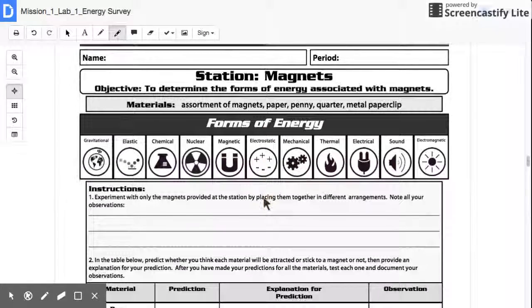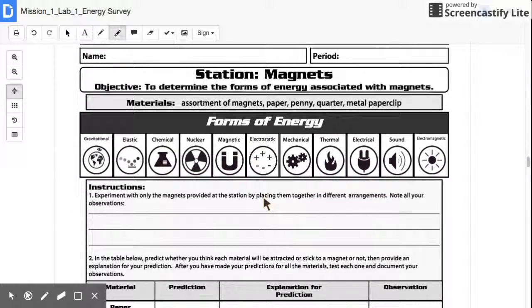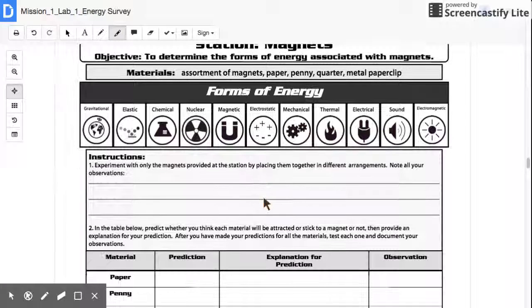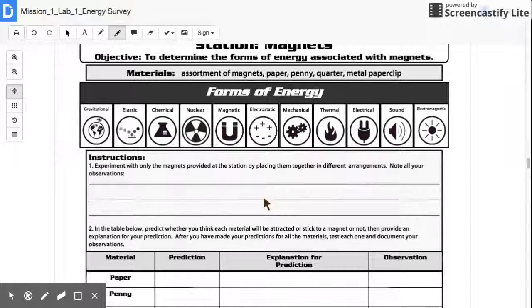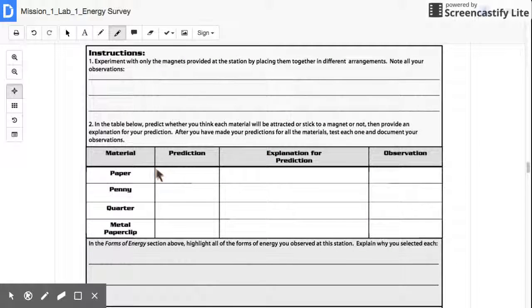The magnets. Now, here is what I want you to do. I want you to go ahead and make your predictions right here on what you think is going to happen when you place a magnet next to paper. Write your prediction here. When you place a magnet next to a penny, when you place a magnet next to a quarter, and if you place a magnet next to a metal paper clip. And then write your predictions and give an explanation for why you made that prediction right here.